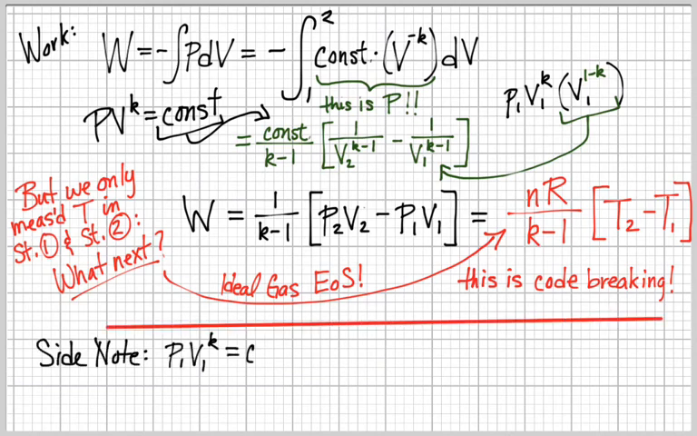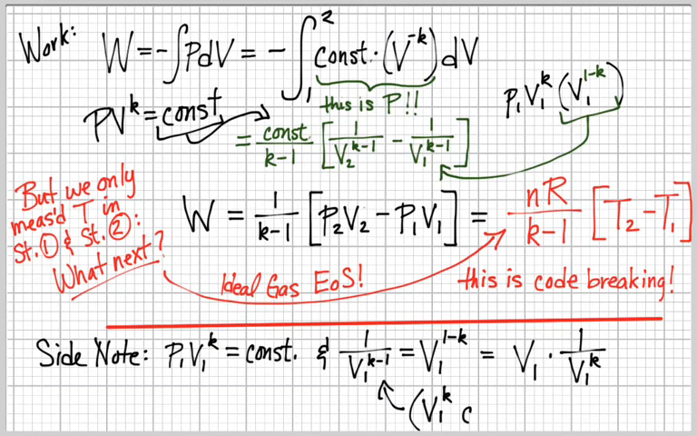So the side note here, I'm just making a couple of relationships explicit for you. You're welcome to pause and take a look at this and see how we were manipulating equations. Some of you will want to know exactly how these equations were manipulated. Others will be quite content with just work is equal to nR over k minus 1, T2 minus T1. All right, now we've got something we can use.